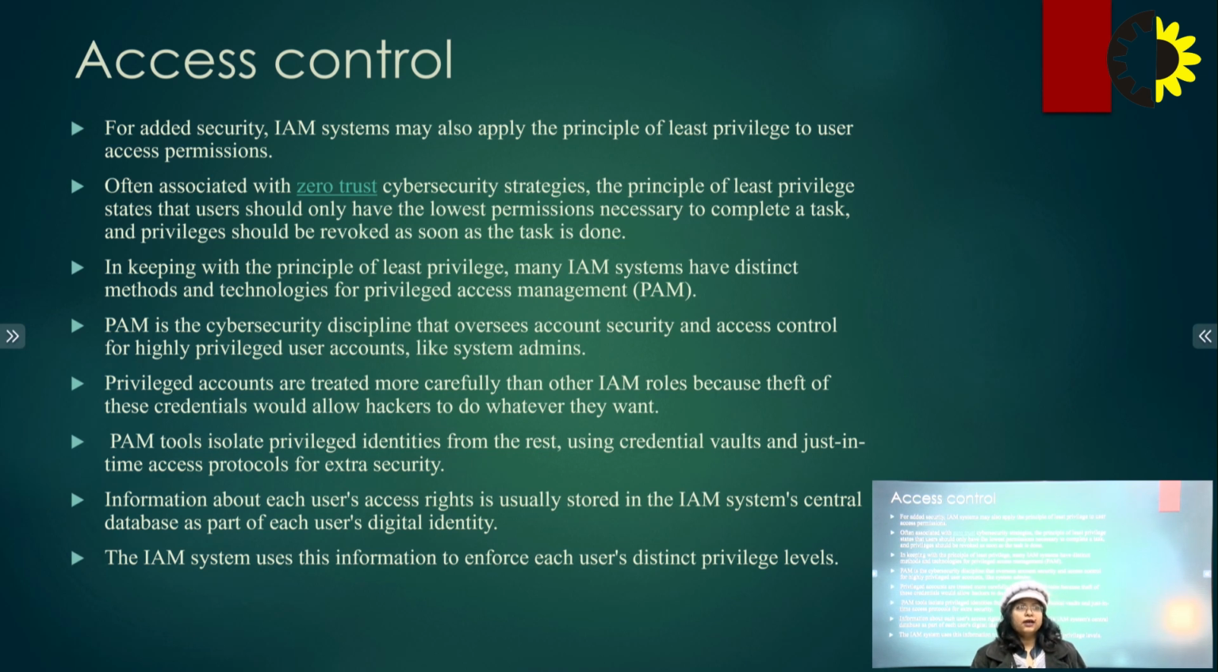For added security, IAM systems may also apply the principle of least privilege to user access permissions. This concept is known as the zero trust cyber security strategy. Zero trust cyber security strategies are also known as the principle of least privilege. This concept of least privilege says that users would have only the lowest permissions necessary to complete a task. We assign the least permissions to the users so that they can only complete their task, nothing else. When they complete their task, we take back the privileges from the users. So this is known as the least privilege principle.